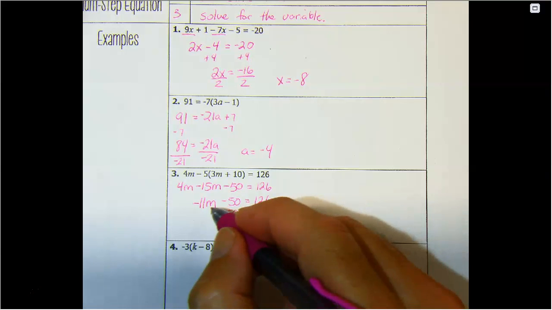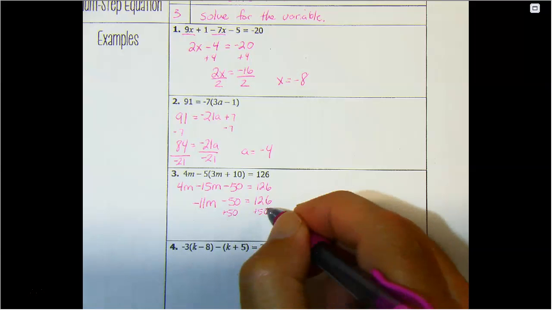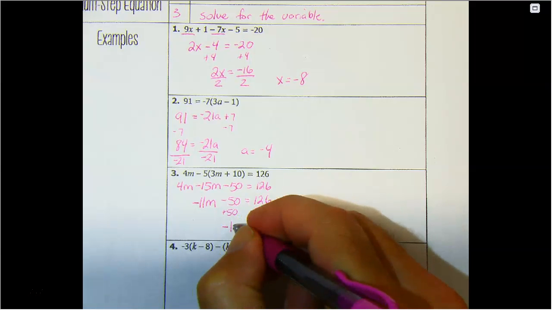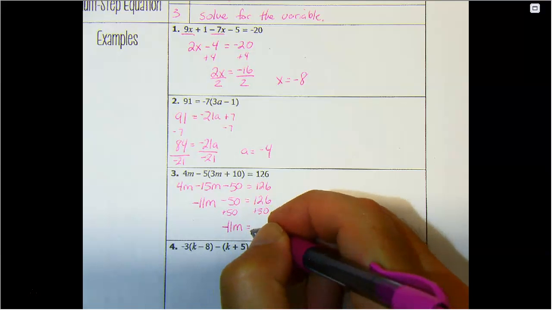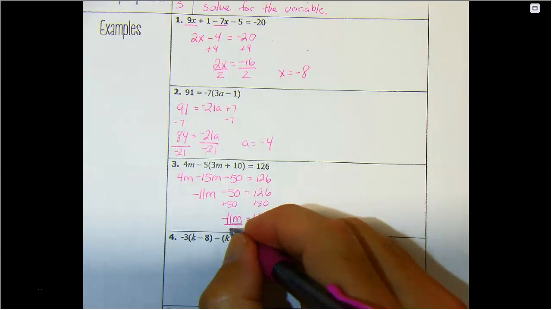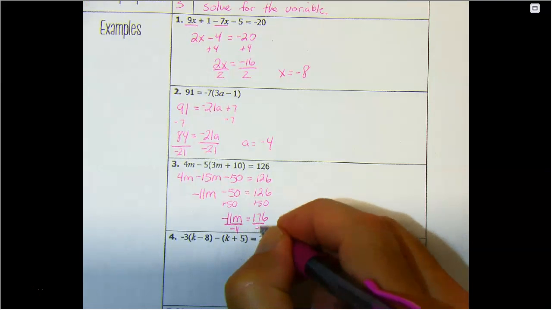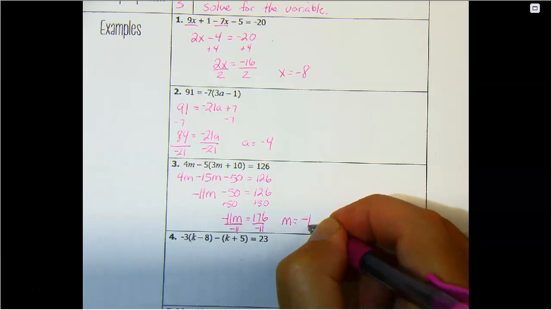So I have to get rid of a negative 50. The opposite of negative 50 is positive 50, so we're going to add that to the other side. So we get negative 11m equals 176. We'll divide out the negative 11, and m is going to be negative 16.